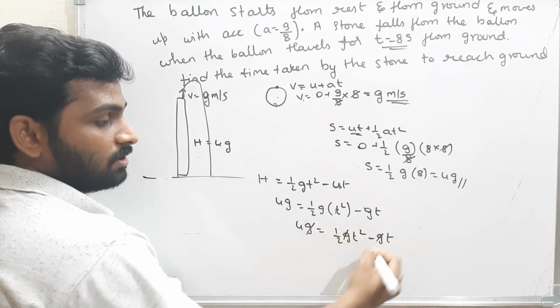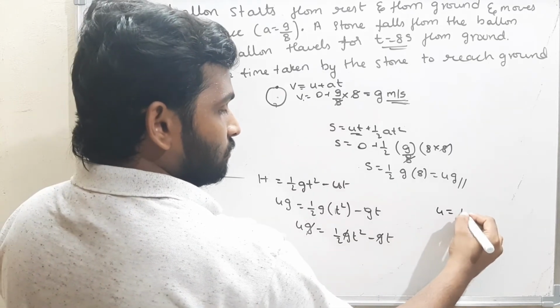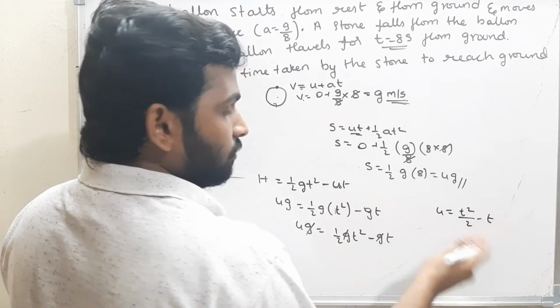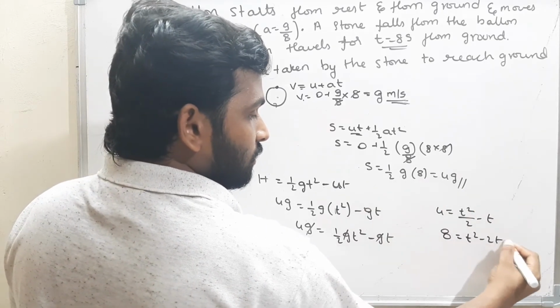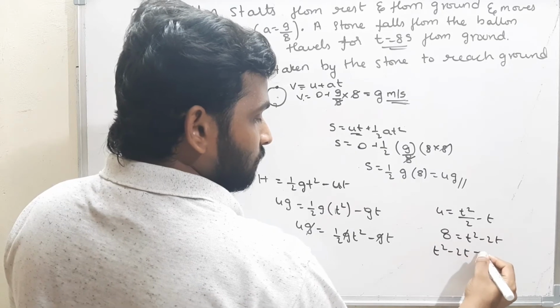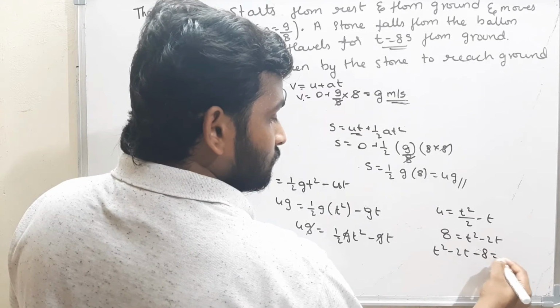Therefore g is cancelled. What is the remaining equation? You will get 4 is equal to t square by 2 minus t. Therefore multiply by 2 on both sides. What you will get? 8 is equal to t square minus 2t. Therefore t square minus 2t minus 8 is equal to 0.